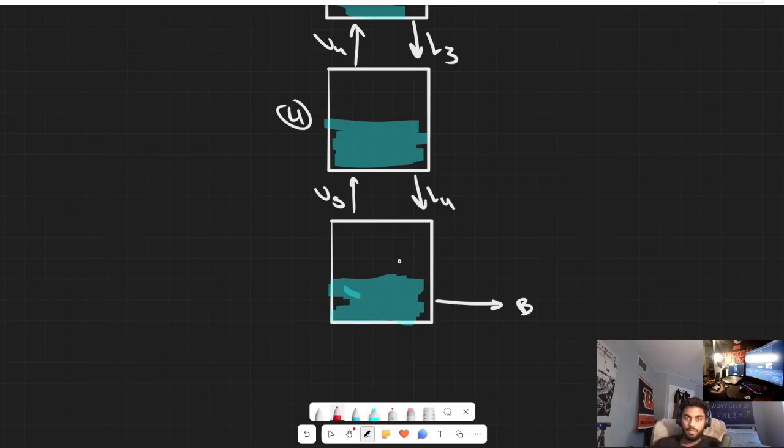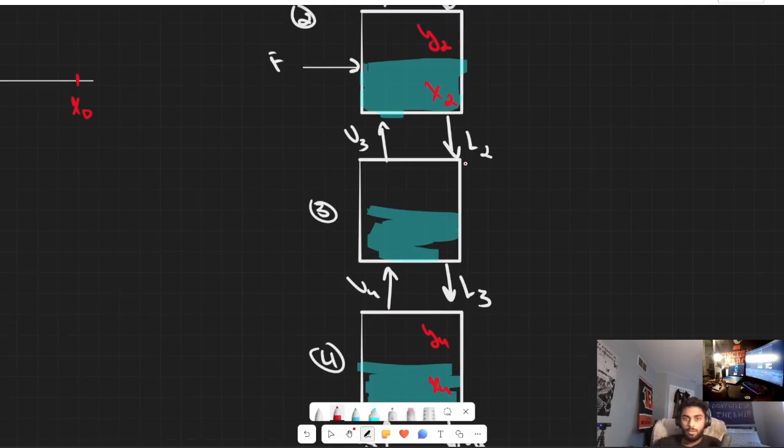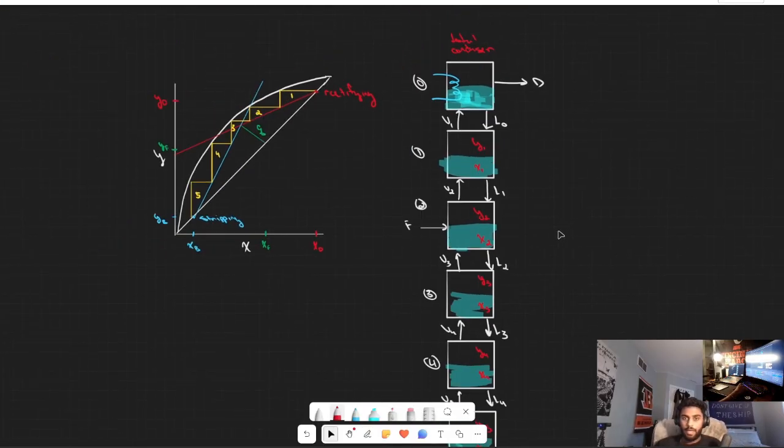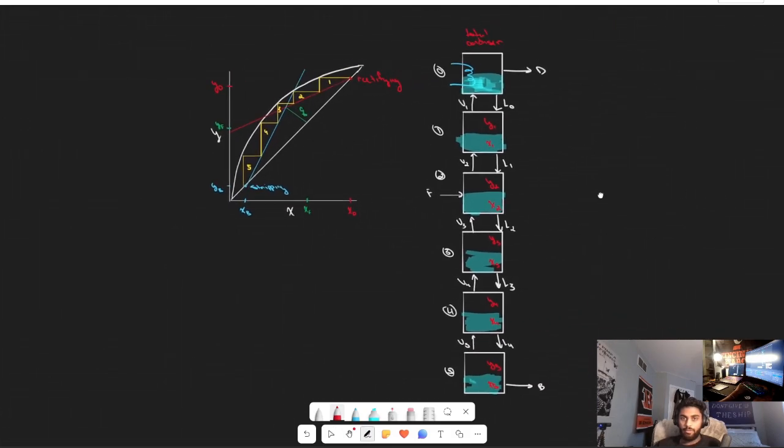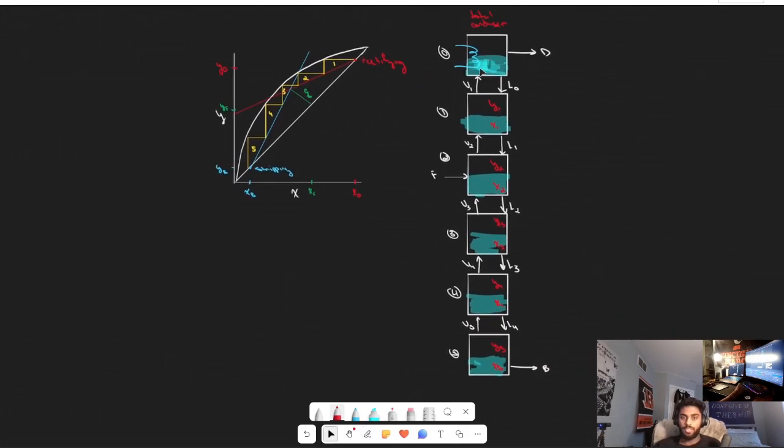I'll finish numbering these too. So that's stage 5 over there. So we have Y5, X5, Y4, X4, Y3, X3. So now we have this kind of real life representation of the theoretical plates that are defined by our McCabe-Thiele diagram.